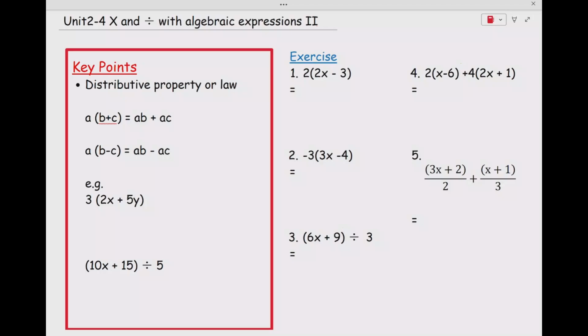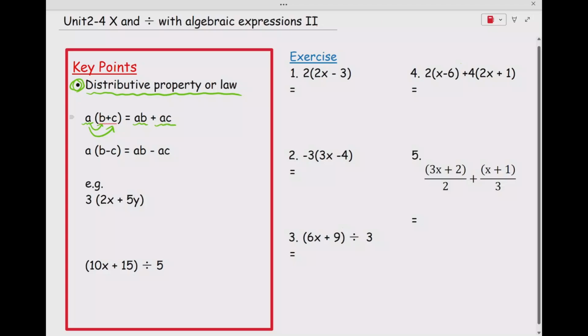Okay, let's get started. The first key point here is, if brackets are connected with a term by multiplication or division, use the distributive property or distributive law to remove the brackets. Let's find out what this means. The distributive property is the method of multiplying everything inside brackets by the term outside the brackets and removing the brackets. For example, if a(b + c) is given, you need to multiply a onto b as well as onto plus c like this, and you get ab plus ac.